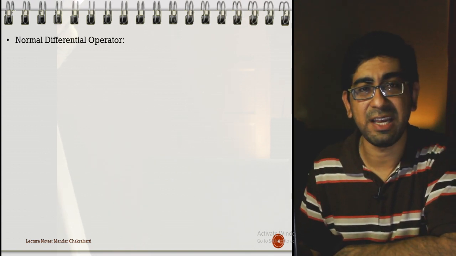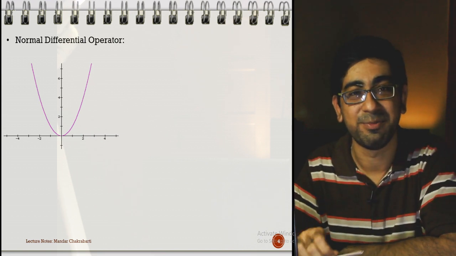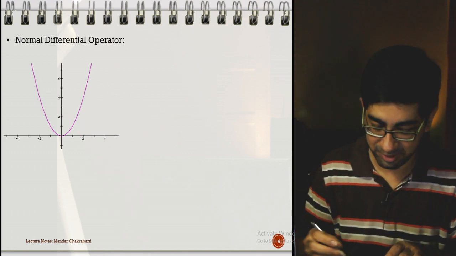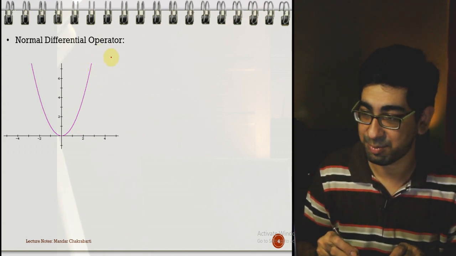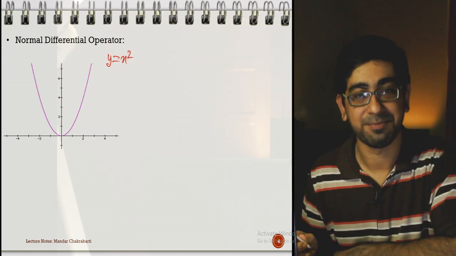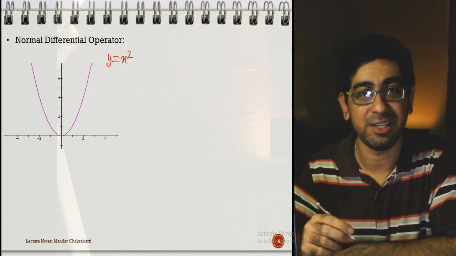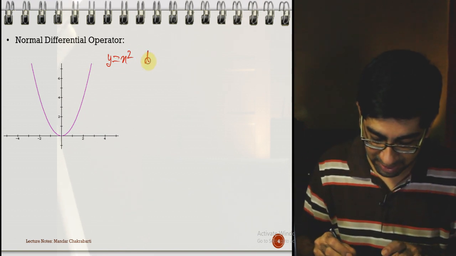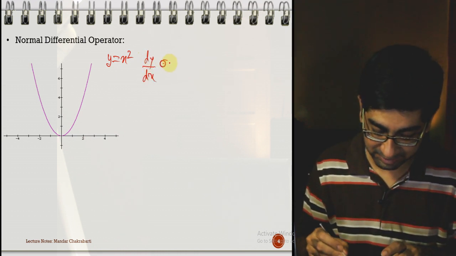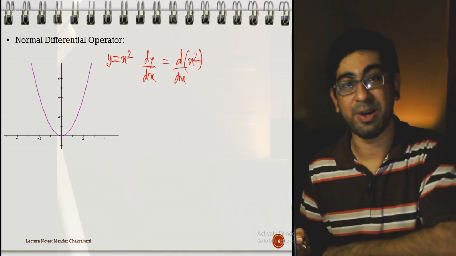I'm pretty sure that every one of you are familiar with this particular figure. This one is a parabola. And what's the mathematical expression for this? Mathematically, it is expressed by y = x². So if I want to calculate the differential of this, then essentially I'm trying to calculate dy/dx. So dy/dx in this particular case is d/dx of x².